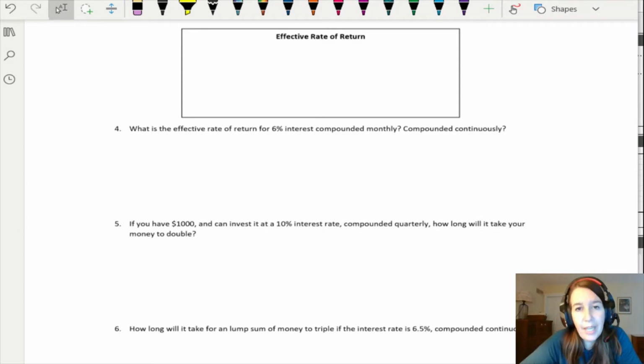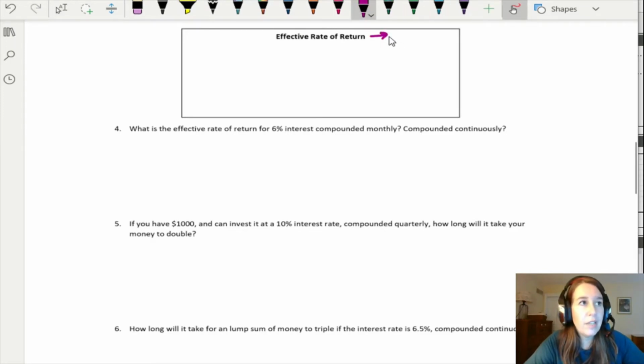Another helpful application of these formulas is being able to compare different interest rates that you are offered. So, if you were offered an interest rate of 3% compounded annually, is that better or worse than a rate of 3.2% compounded monthly? To be able to compare, you have to change them into the same system.